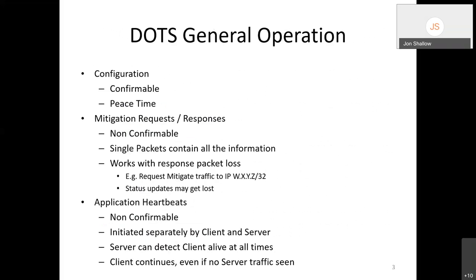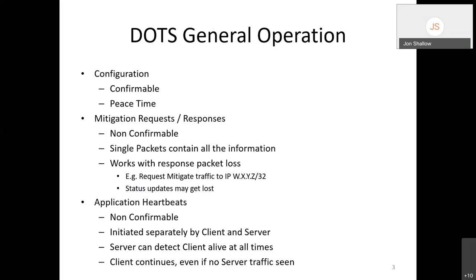So the general kind of operation for DOTS is that for configuration, we actually use confirmable CoAP. And this is done in the peacetime when there is no attacks taking place. But for the actual mitigations and responses, everything has to be non-confirmable, as I mentioned before. And we have found that in the general case a single packet contains all the necessary information. So a mitigation request can be in the packet, or some sort of status update coming back from the service can be in a single packet. And we have done testing that this works fine with packet losses. It just is that the client may not see some of the information getting back.